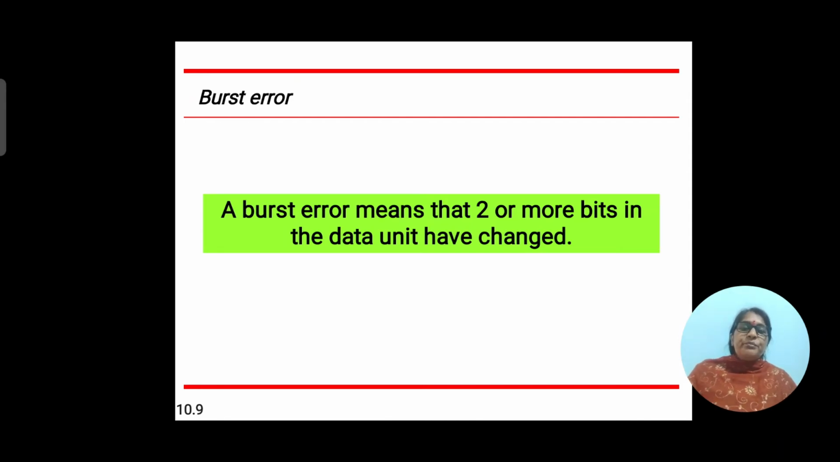Now let's know burst error. A burst error means that two or more bits in the data unit have changed.